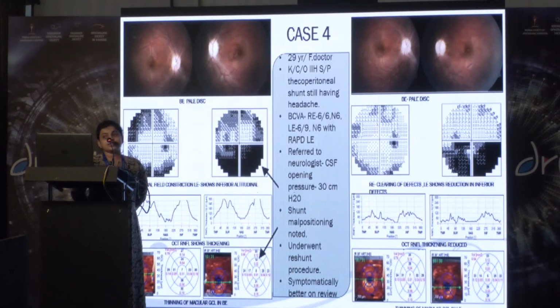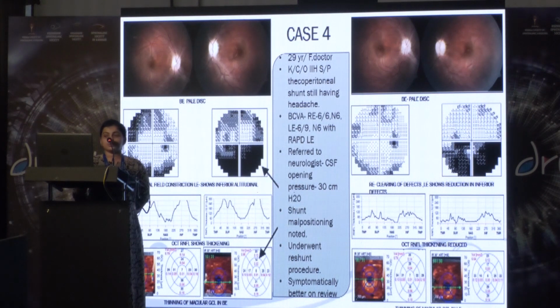So case 4 was a 29-year-old female doctor who was a known case of IIH, status post ventriculoperitoneal shunt, who was still having headache. On examination, her best corrected visual acuity in the right eye was 6/6 and left eye it was 6/9 with RAPD in the left eye. There was pale disc in both eyes, and the right eye showed some peripheral field constriction, and the left eye showed inferior altitudinal defect. OCT showed RNFL thickening, which was more in the left eye, and thinning of macular GCL in both eyes, and in the left eye, it was more thin in the superior quadrant, which correlated well with the visual field changes of inferior altitudinal defect.